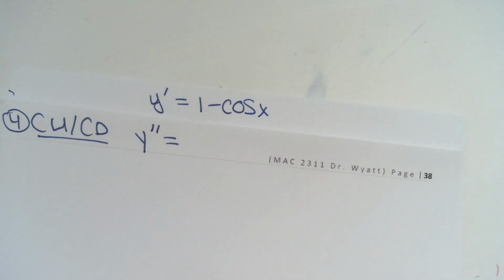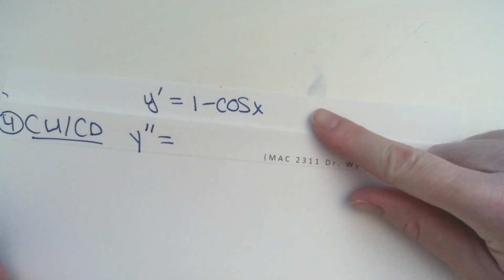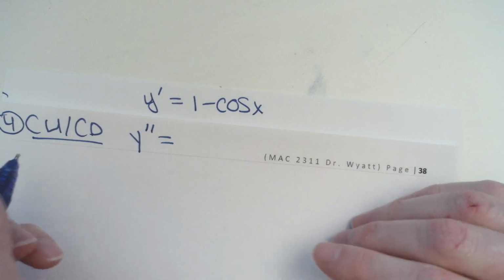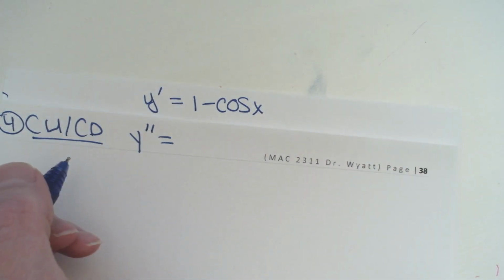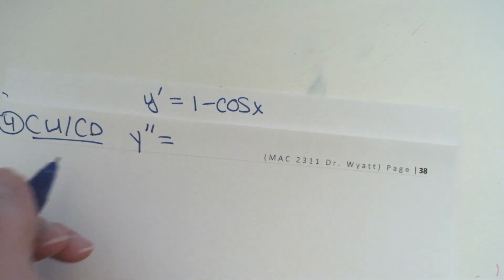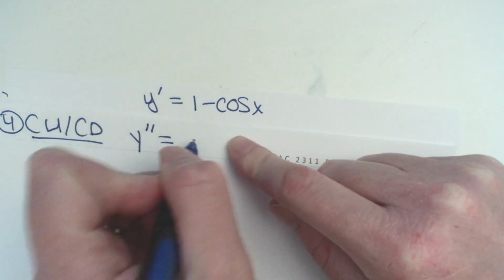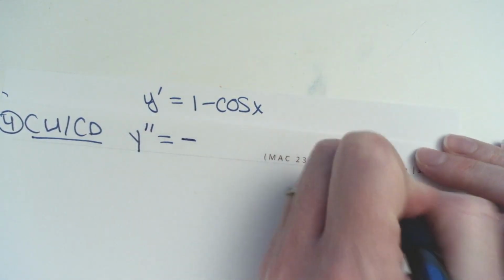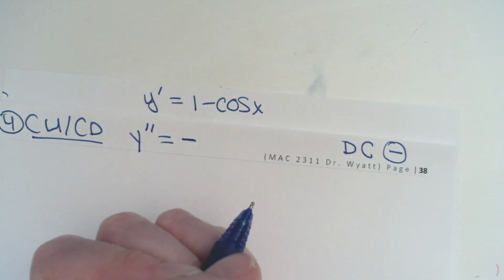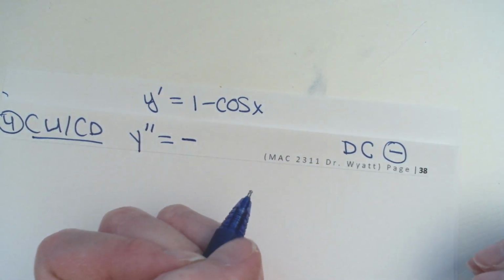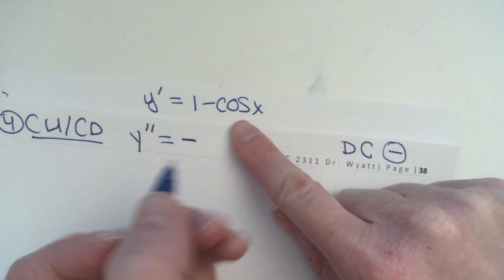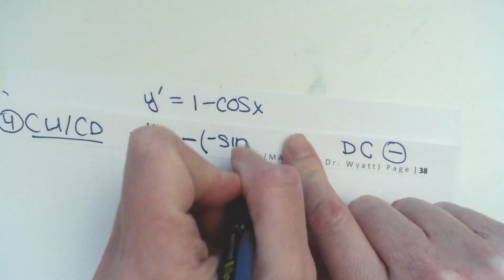All right, so the first derivative was 1 minus cosine x. Now we're going on to step 4, where we're going to look at concave up, concave down by taking our second derivative. So the 1 is going to go to 0. Remember our "C" trig functions: if I differentiate a "C" trig function, it goes to negative. So cosine will go to negative sine.